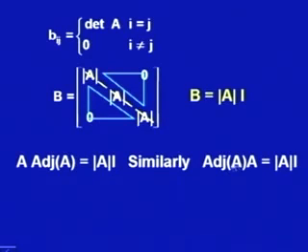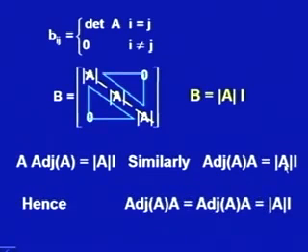Similarly, one can easily prove that adjoint of A times A is the same as determinant A times I. Now, I leave this as an exercise for the viewers to verify. Hence, we can say that A multiplied by adjoint of A is equal to adjoint of A multiplied by A, which is the same as determinant of A multiplied by identity matrix.